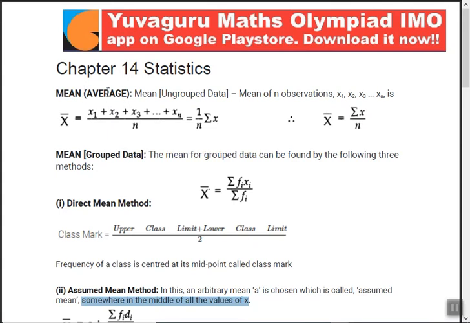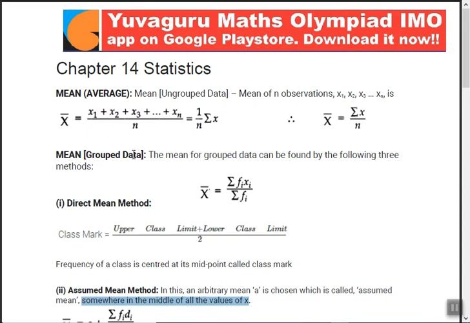So mean means what? x1 plus x2 plus x3 plus up to xn, the whole upon n. So you can write this as 1 upon n into summation x. See this, x1 plus x2 and so on up to xn is summation x. Okay. So x bar equals mean equals what? Summation x upon n. Right.